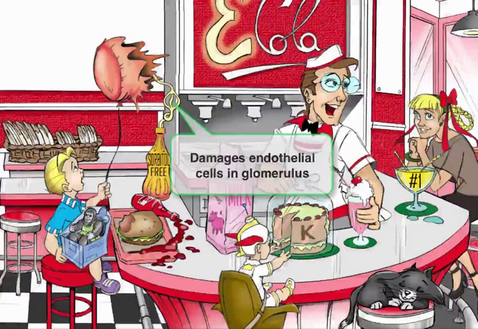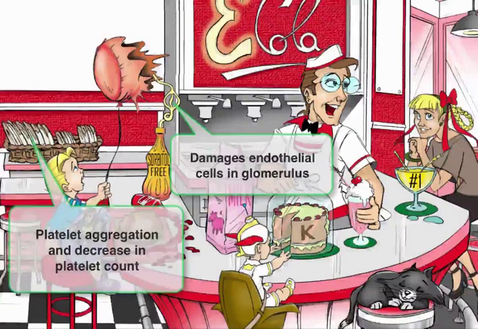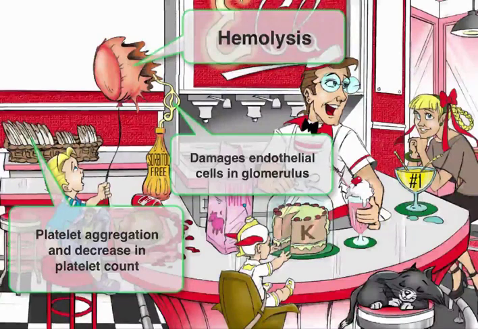The damaged endothelial lining becomes thrombogenic, causing platelets to adhere, which is illustrated by these used up, dirty, sticky plates. Finally, these clumps of platelets lyse red blood cells as they pass through the capillaries. This hemolysis is illustrated by the red balloon being popped by the straw.